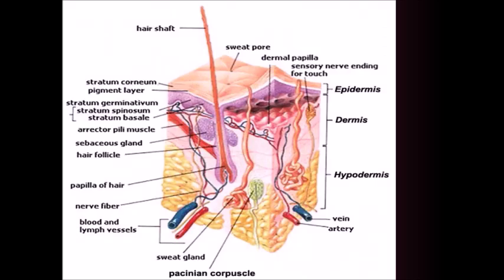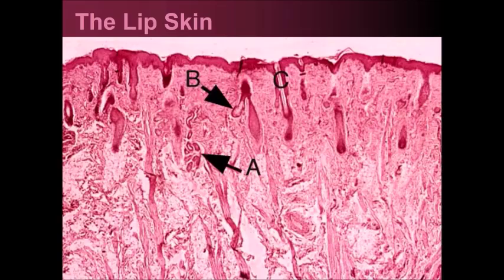This is another diagram for the skin. You can see here the hair shaft. You can see the sebaceous glands, and you can see the sweat glands. What you can see in this image: A, sweat gland, C, hair shaft, and B, sebaceous gland.